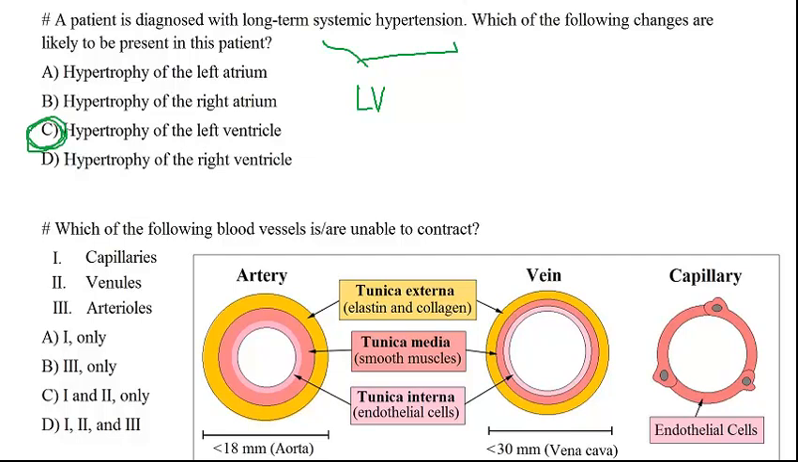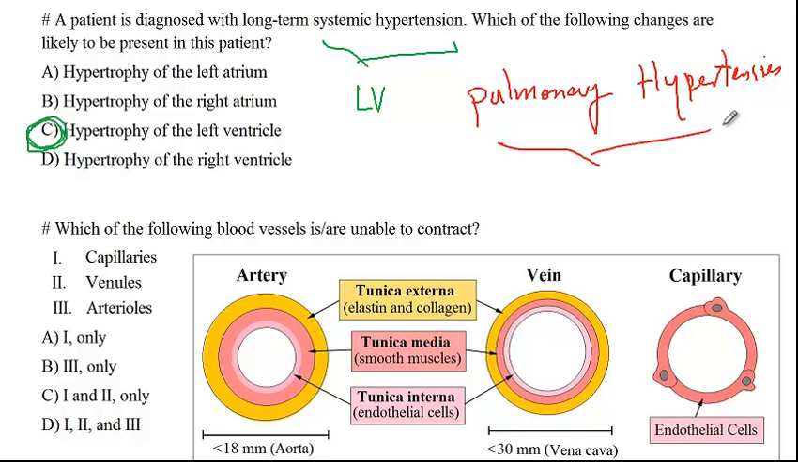Now, let me change the question and ask you, what if the question was saying a patient is diagnosed with long-term pulmonary hypertension? Then which of these answer choices would have been correct? Well, for pulmonary circulation, we are relying on the right ventricle. And if there was pulmonary hypertension, then there would have been hypertrophy of the right ventricle.